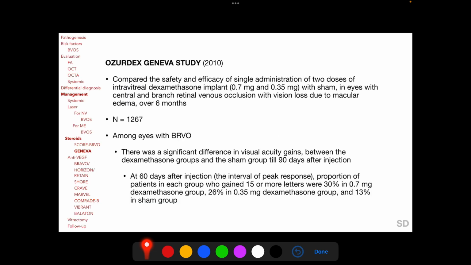The GENEVA study, which we have discussed in the previous session on CRVO, compared the safety and efficacy of single administration of two doses of intravitreal dexamethasone implant, 0.7 mg and 0.35 mg, versus sham in eyes with retinal venous occlusion, both central and branch, and with vision loss due to macular edema. Among eyes with BRVO in the GENEVA trial, there was a significant difference in visual acuity gains between the dexamethasone groups and the sham group till 90 days after the injection.